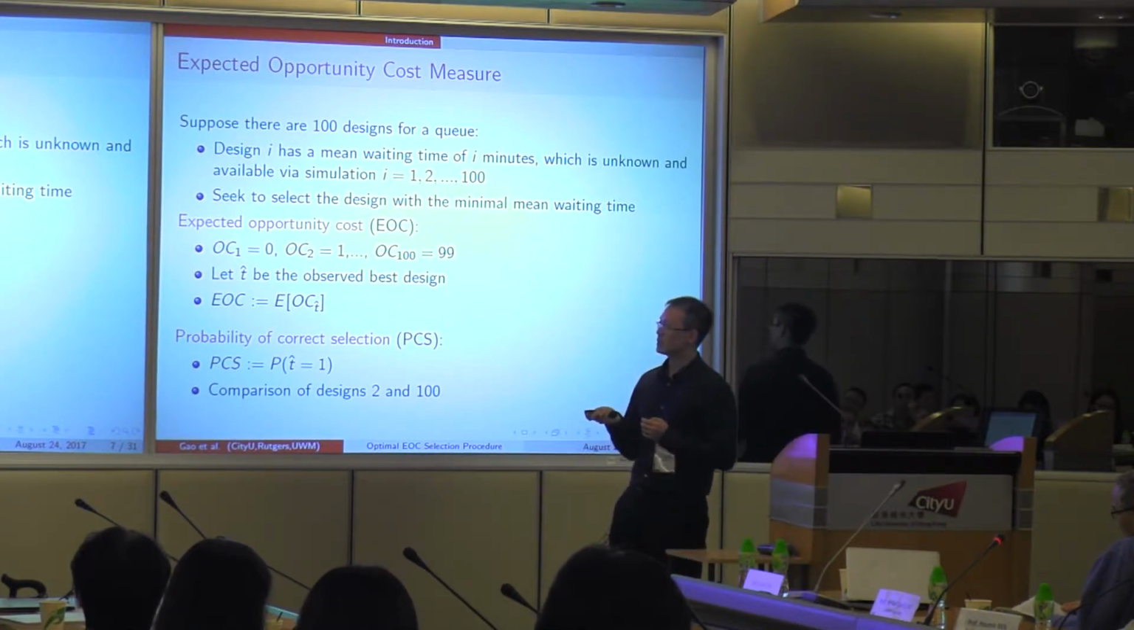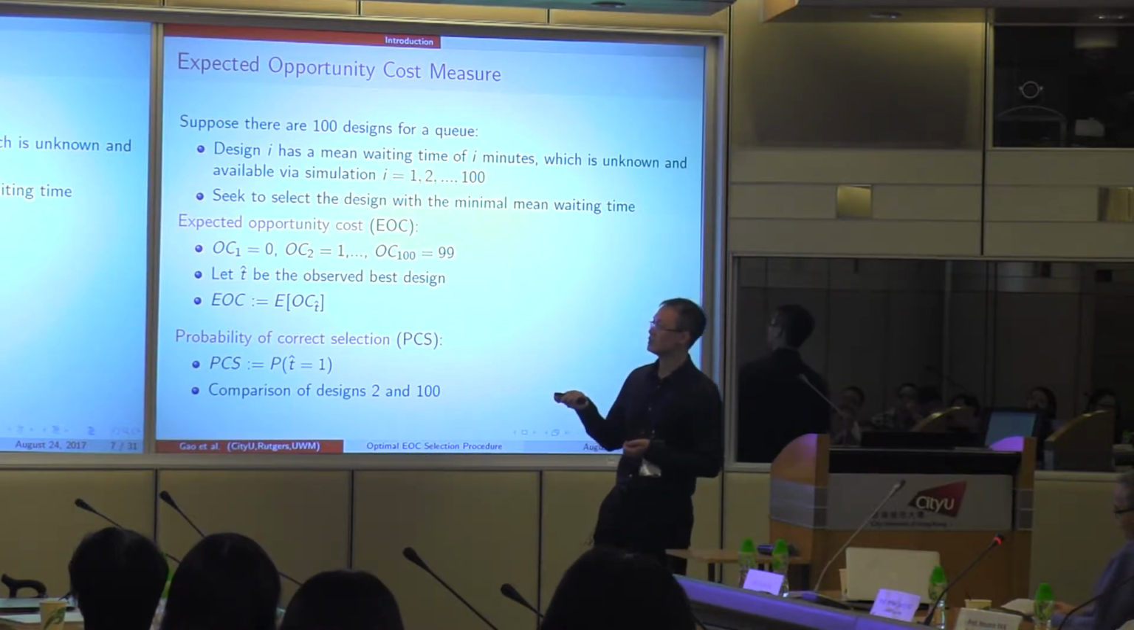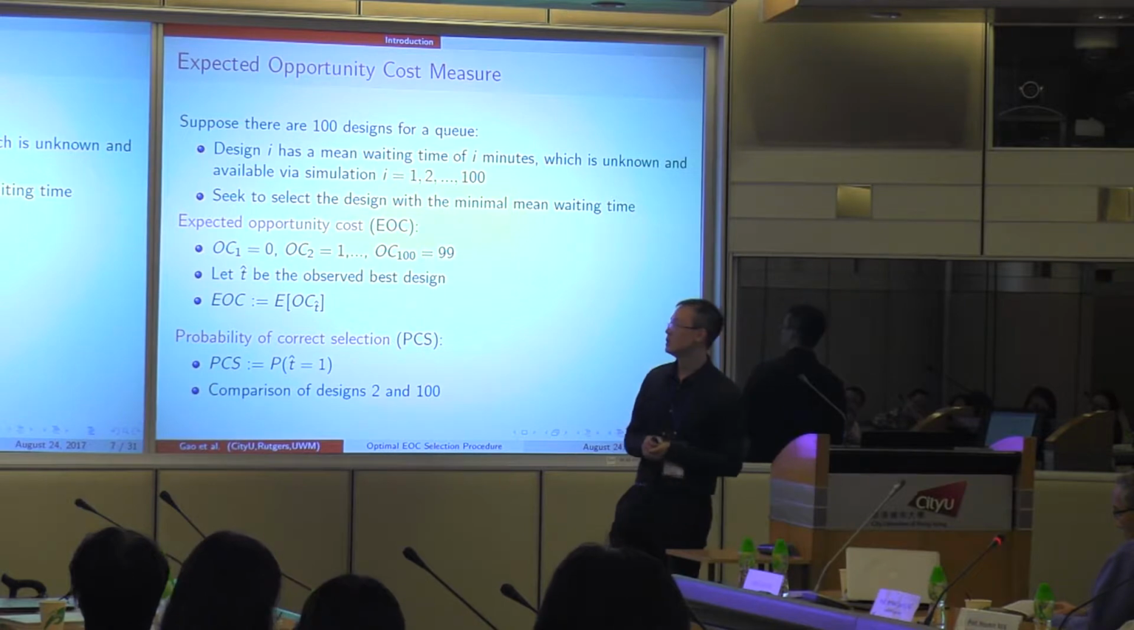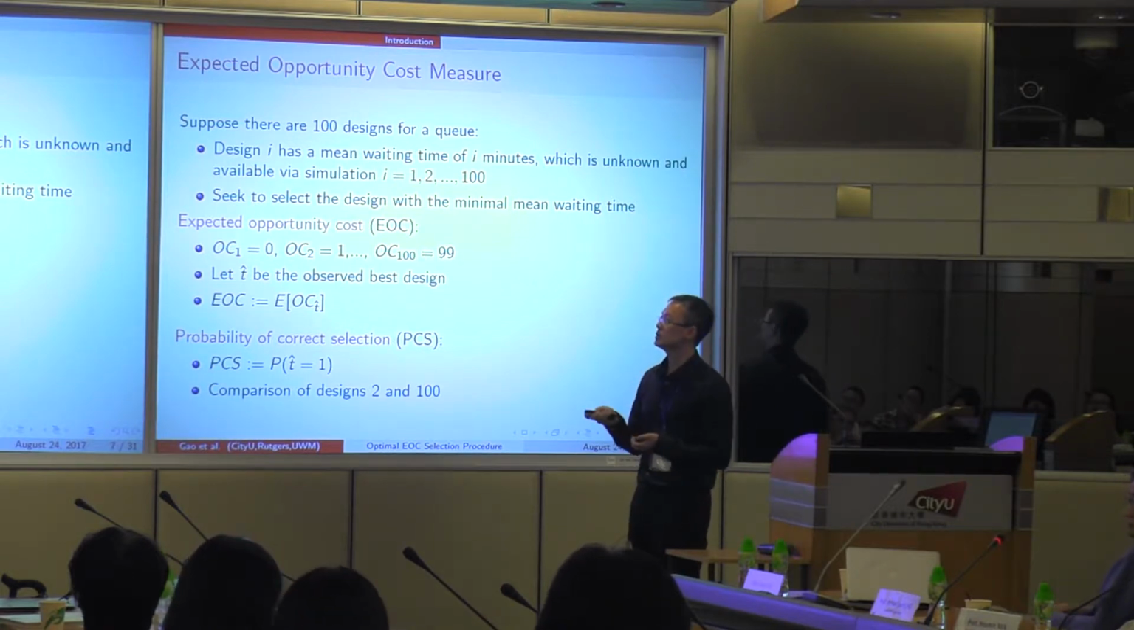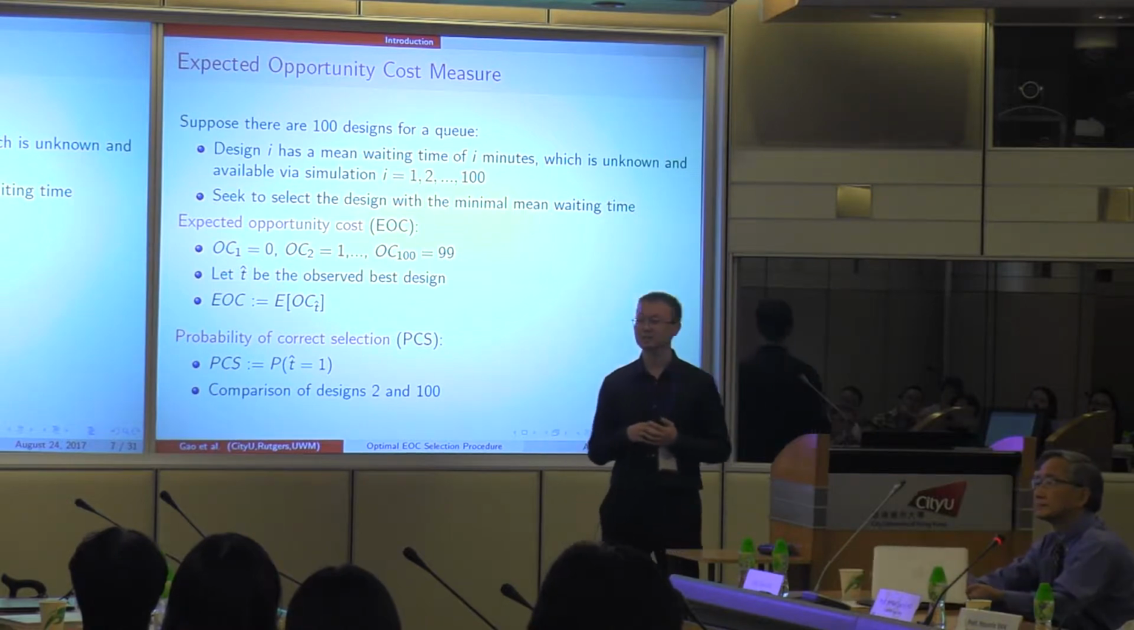PCS fails to reflect our preference over all these different incorrect selections. But OC incorporates our preference. We can see that the OC of design 2 is very small and the OC of design 100 is very large. So in this research, we will use OC as our measure to evaluate the quality of our selected design.